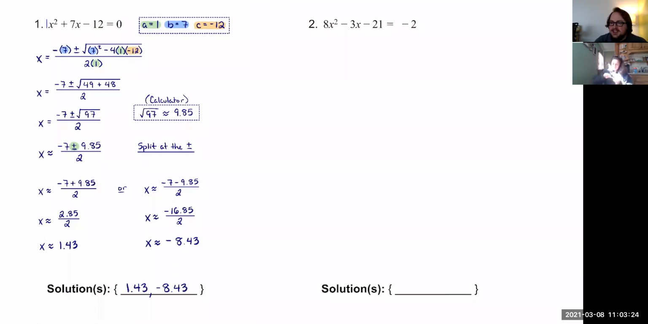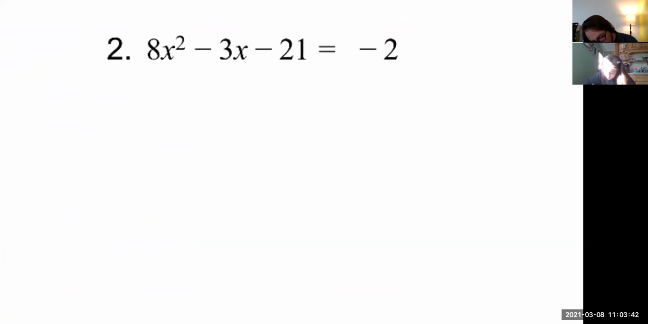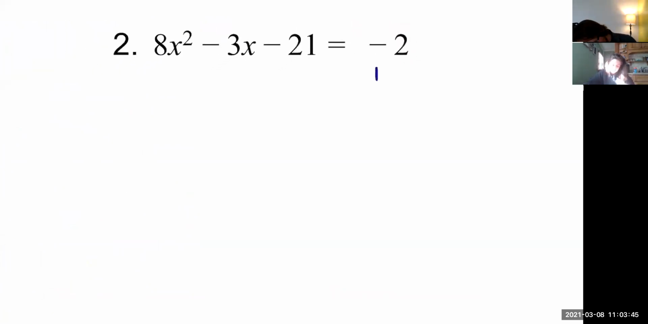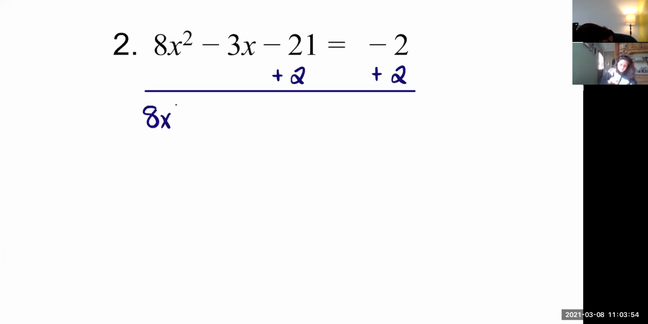Now, looking ahead to the second one, what's my immediate concern? I need to move the -2. It has to be set equal to 0 before I can apply the quadratic formula. Otherwise, I'll be using the wrong A, B, and C. So zooming in here, how would you move that -2? Add it to the 21. Yep, so add that 2 to both sides. So it's going to give me 8x squared minus 3x, -21 plus 2, I believe, gives us a -19. Set equal to 0, which I like to see.